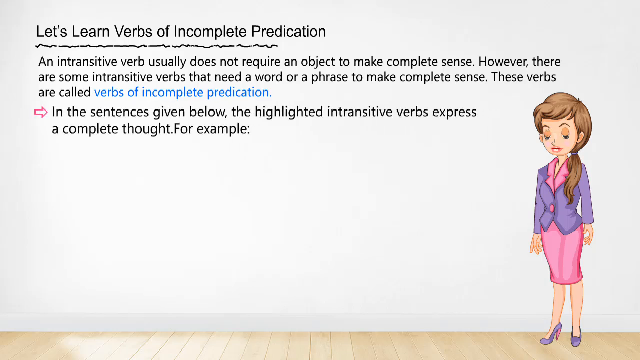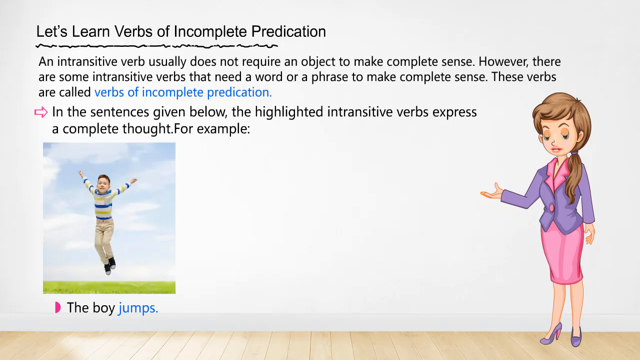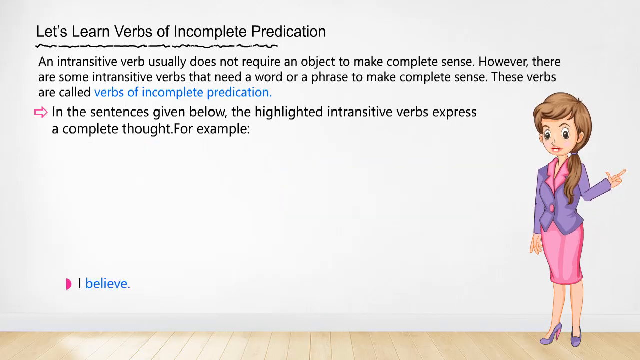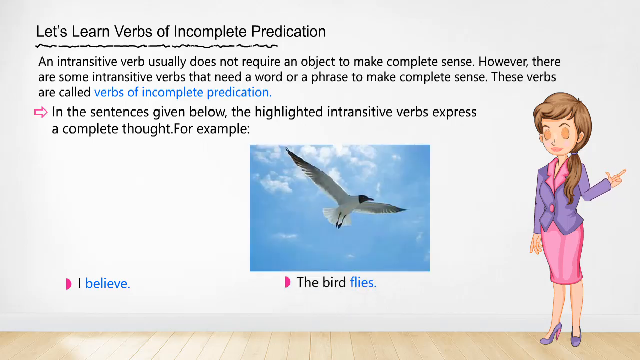In the sentences given below, the highlighted intransitive verbs express a complete thought. For example, the boy jumps, the lion roars, I believe the bird flies. They are verbs of complete predication.